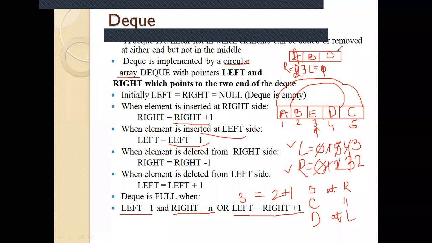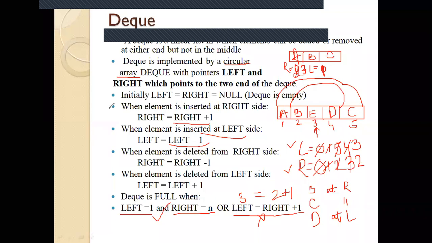Now when your array is full, not by this condition, array is full by this condition now. Because now left is 1 and right is your what? Right is your 3. Left 1, right 3. So your DQ is full.